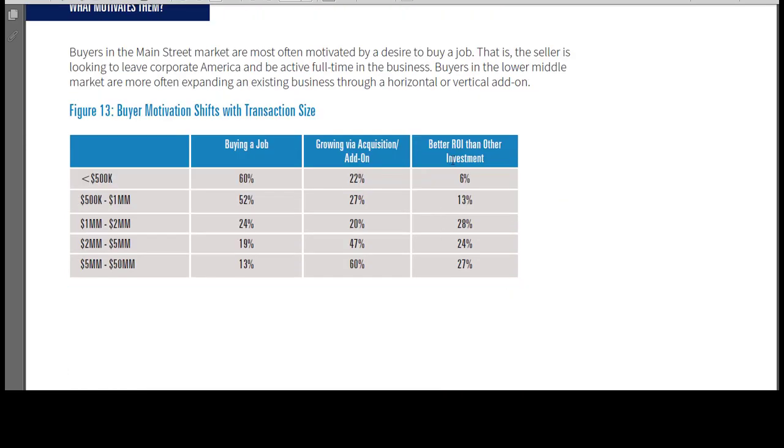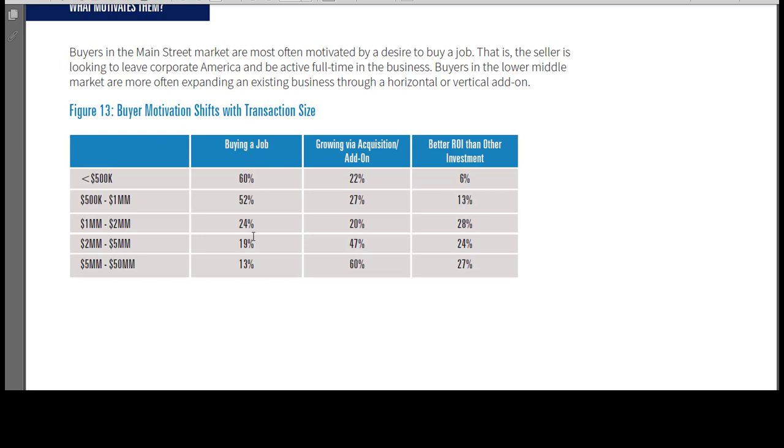Buyer motivation. This is one of the things that I think really needs to be taken with a very big pinch of salt. They've broken it down into the buyer's motivation for buying the business being that it's a better return on investment than something else, or that the buyer is maybe a company that's growing via acquisition or add-on, or that the new owner of the business is technically what they call buying a job, which means that they've left a corporate job and they're saying that this will be their new job.